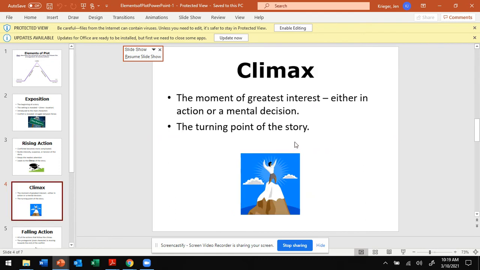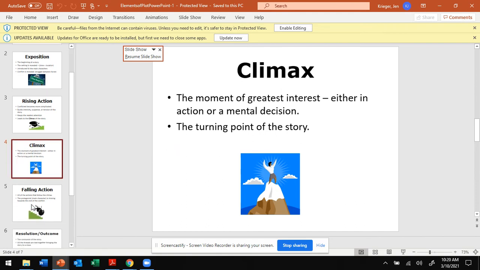Climax is the middle of the story at the top of that mountain, greatest moment, greatest interest. We are so engaged at the story. Maybe there's a huge action or a mental decision that the character was going through, and see how he's at the top of the mountain there. It's just like you don't want to close the book then. You don't want to stop watching the movie at this point. It's the most exciting point.